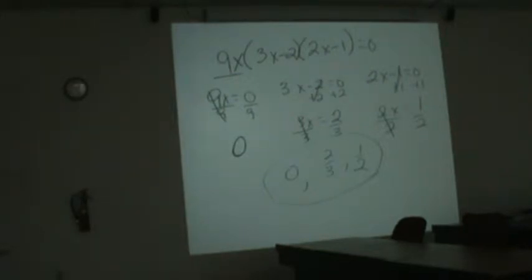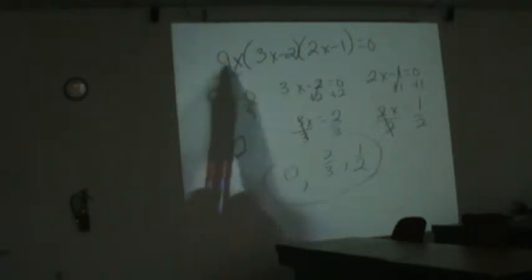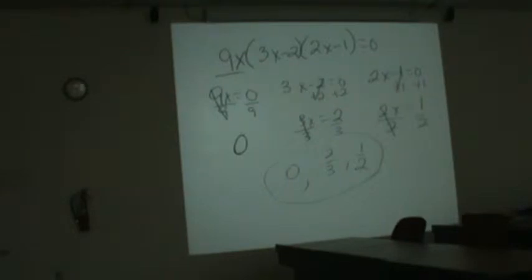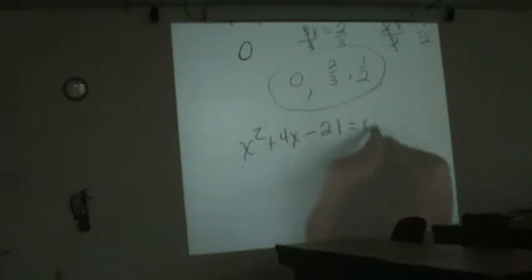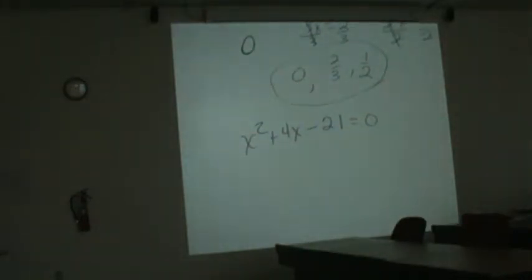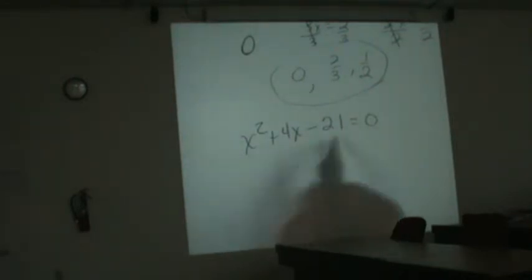Okay? So if it's already factored for you, you just set each factor equal to 0. Okay? The next problems you have, you're going to have to factor and then solve it. Solve like we've been solving. So let's do one of those. x squared plus 4x minus 21 equals 0. Okay, so this you're going to factor like you've been factoring on your homework.